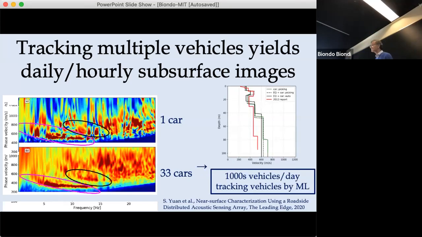So this is a smart stack that picks when the event happens, when the car is there. Yes, basically you don't want to stack noise.